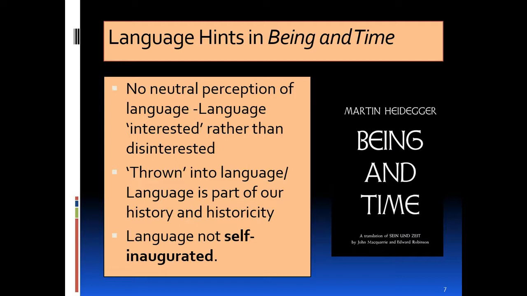As I said already, in Being and Time, he doesn't talk about language in the sense that he might talk about anxiety or authenticity or conscience or tool being or all of those things. But we do get a sense, from Being and Time, of how Heidegger's discourse on language starts to be formulated.